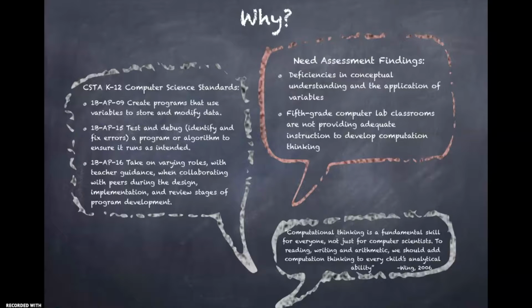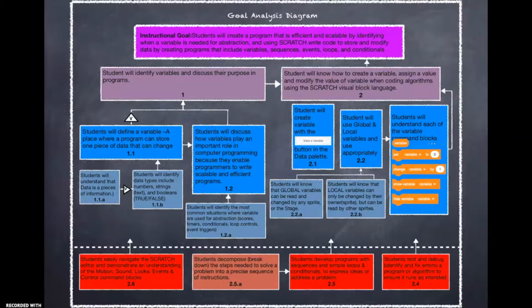Students who are unable to use variables correctly will not be able to write efficient and scalable programs, but it will also hinder their development of computational thinking. In this technology-driven world that we live in now, it's more important than ever for students to develop robust computational thinking skills. Not only are computational thinking skills needed to be successful in computer science, but they're also applicable across all disciplines. Here's my goal analysis diagram.